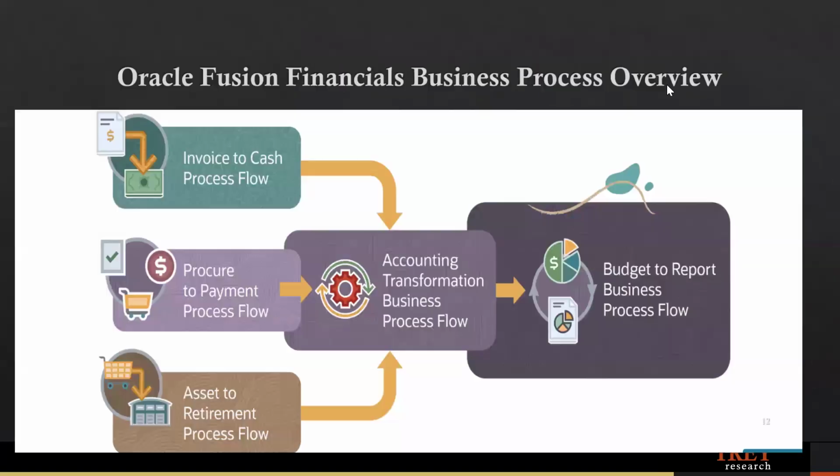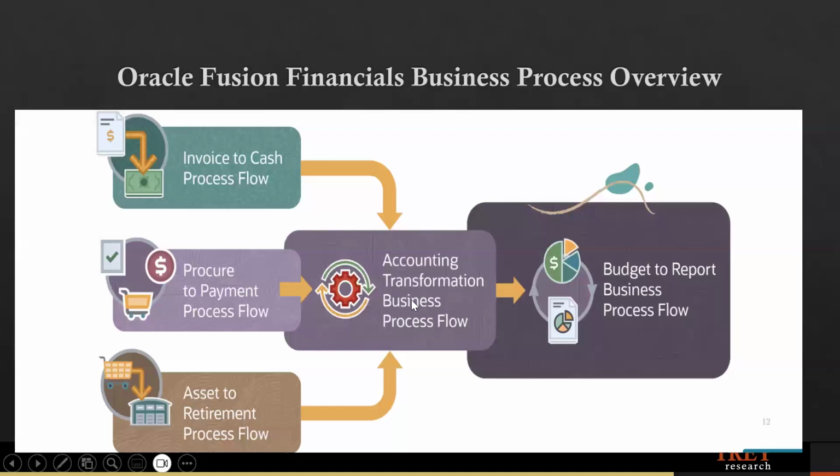So that is what is covered here, like invoice to cash process. So these are the three main components. These are the main flows, and these three flows will transform to GL for reporting purposes.